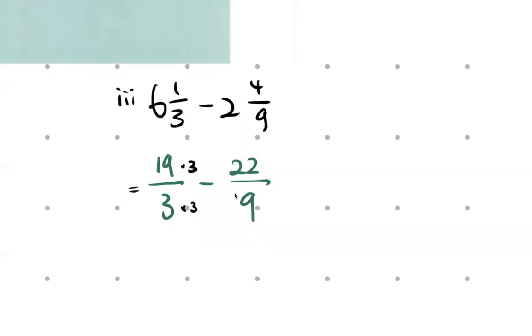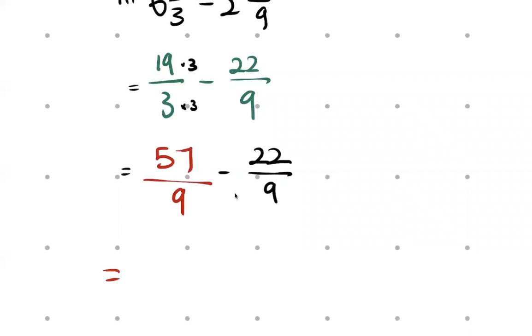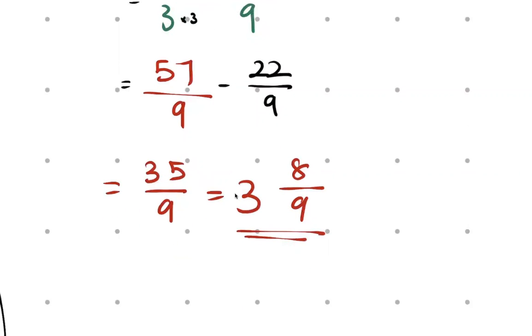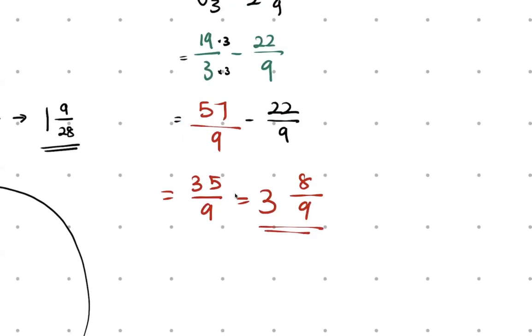Okay. So now times 3, I can just change it to 9. Then the other side, I just don't do anything. So 22 over 9 stays as it is. And the other one here is 57 over 9. I can solve it here immediately. 35 over 9, and then I can just simplify it. 3, 27, 8 over 9. That's it. This is how I would prefer to do it.